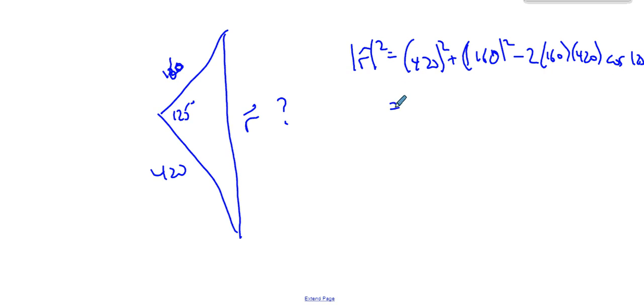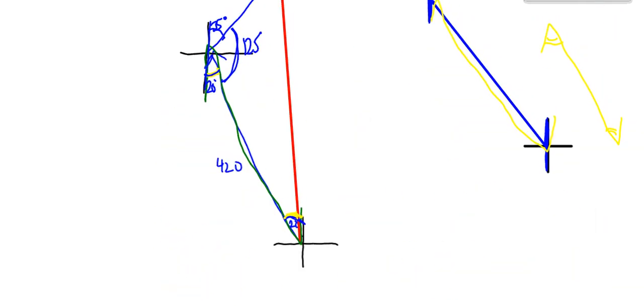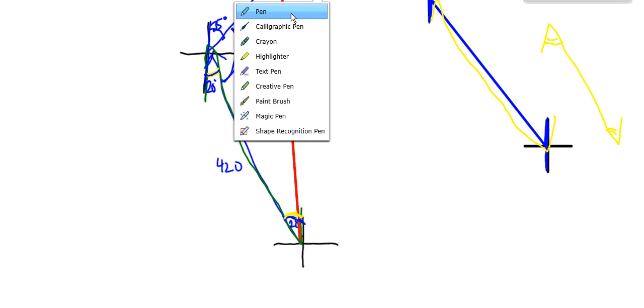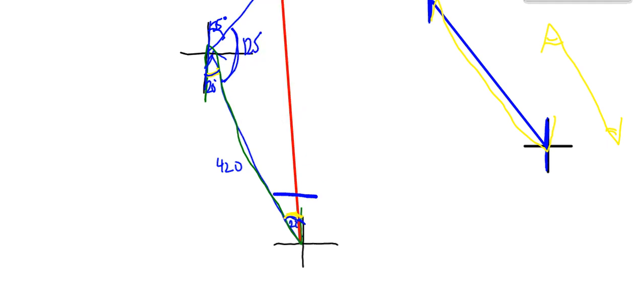And then when I calculate it, what do I get? So 420 squared plus 160 squared minus 2 times 160 times 420 times cosine 125. Take the square root of that bad boy, and I get that the magnitude of vector r is 528 kilometers per hour, which is great, but I need more than the magnitude. I need to find the direction. So let's go back up here to this diagram, and what we really want to do is zoom in right here.